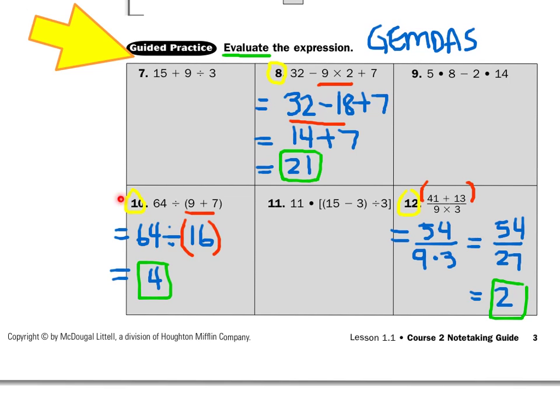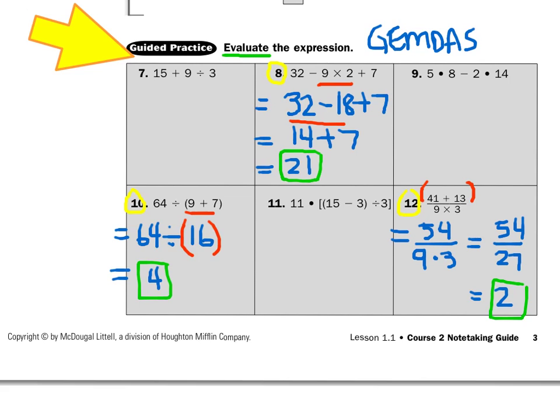Okay, take a look at number 10. I have 64 divided by the quantity 9 plus 7. Notice how the 9 plus 7 is in parentheses. So now I'm going to do what's inside the grouping symbols first. 9 plus 7 is 16. So 64 divided by 16 gives me 4. And I box my answer.